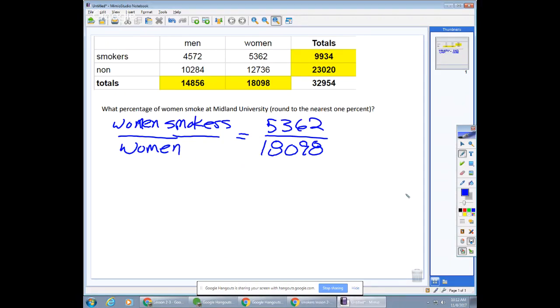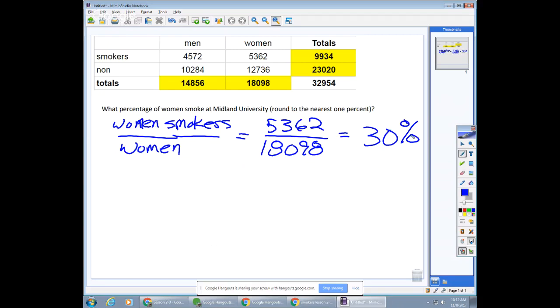All right, so 29.6% is what I'm getting. So this says round to the nearest 1%. So what would that be? About 30? Did I do that right? Matt gave me a nod. Okay, thank you, Matt. All right, so again, we want the percentage of women who smoke.